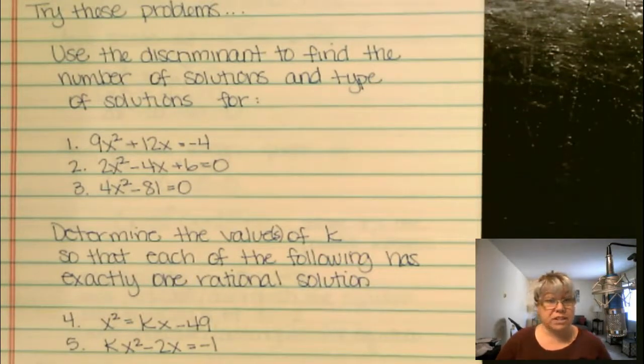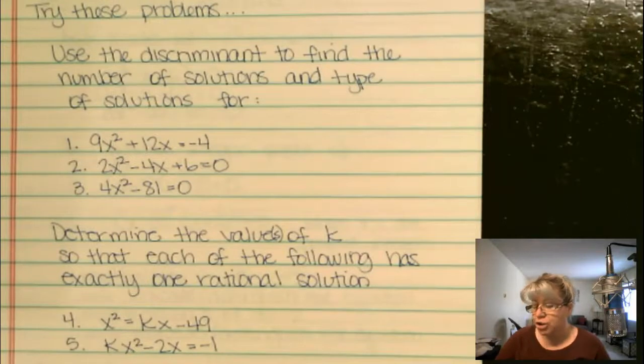If it is a positive perfect square, then it will have two rational solutions. If it is positive but not a perfect square, then it will have two irrational solutions. And if it is negative, it will have two complex solutions containing i.